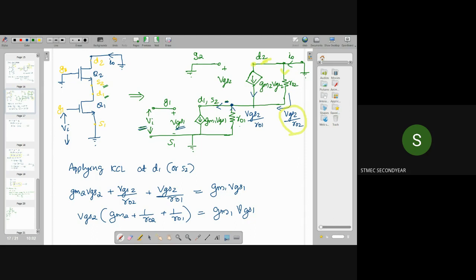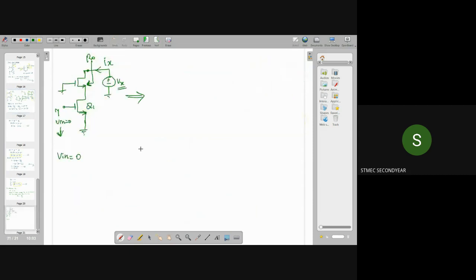So corresponding to Q1, we are left with only the resistor R01. In this equivalent circuit, if I make Vi equal to 0, instead of Q1 we have R01 only. Q2 will be similar to this, and here we are not connecting to ground, we will be having a voltage source. By this concept we can draw the equivalent circuit.